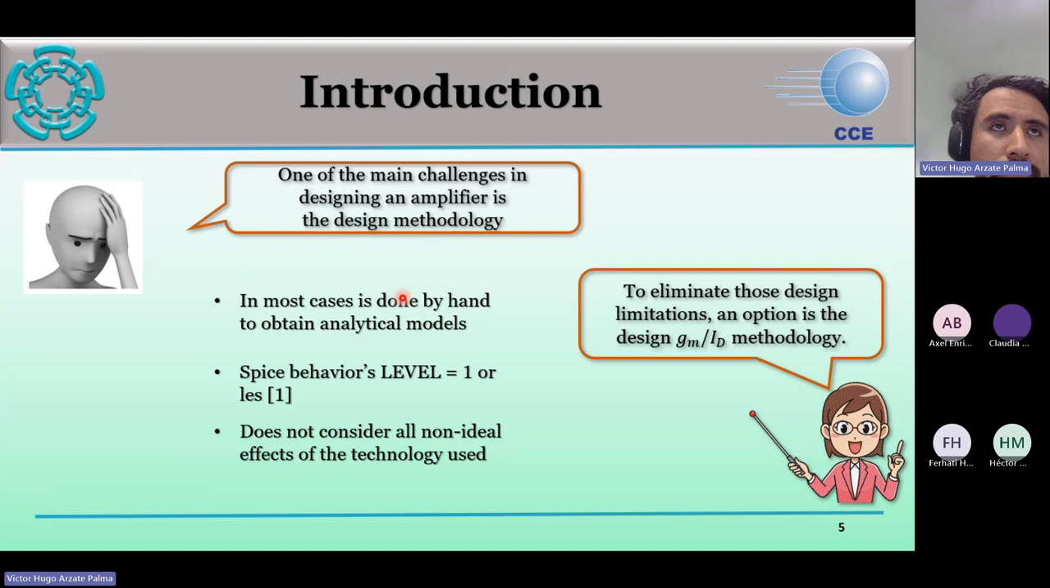The non-ideal effects are like the short channel effects. For example, when we use a technology in nanometers, very small, like 28 or 45 nanometers, this kind of technology is more susceptible to effects that don't match the theory, like the behaviors of level one when we use the square law. So we can design with a theoretic basis an ideal amplifier. So I mean that the non-ideal effects are the effects that are in this kind of very small technology.